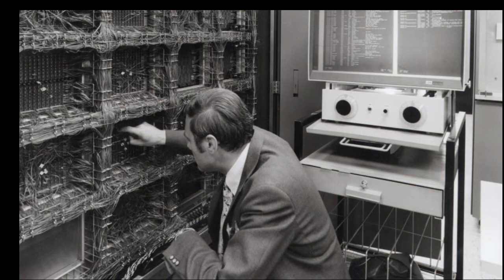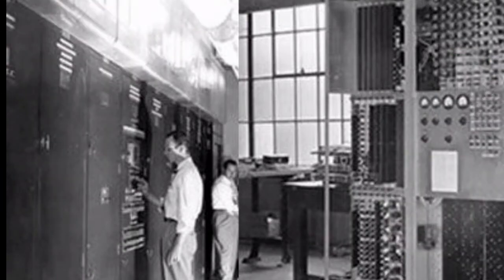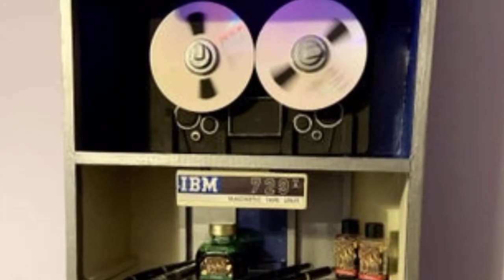In the next slide, we can see an engineer working on a mainframe computer system. In the past, they faced enough problems handling them because they are very large and their construction is very complex. So in the past, there were many difficulties in handling them. In the next slide, guys, we study the mainframe design. The central processor contains the processor, memory, control circuits, and interfaces for channels. They are included in mainframe designs.